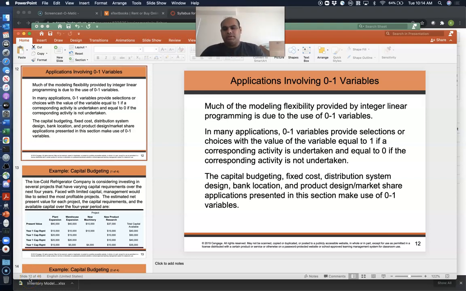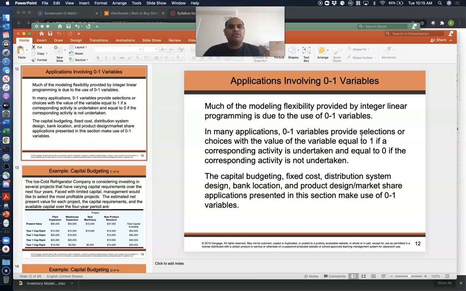Okay, so in this video, we're going to be looking at more integer programming problems. Specifically, let's look at some examples where we use binary variables, right? So some applications involving 0-1 variables. Much of the modeling flexibility involving integer programming is due to the use of 0-1 variables. In many applications, 0-1 variables provide selections or choices.